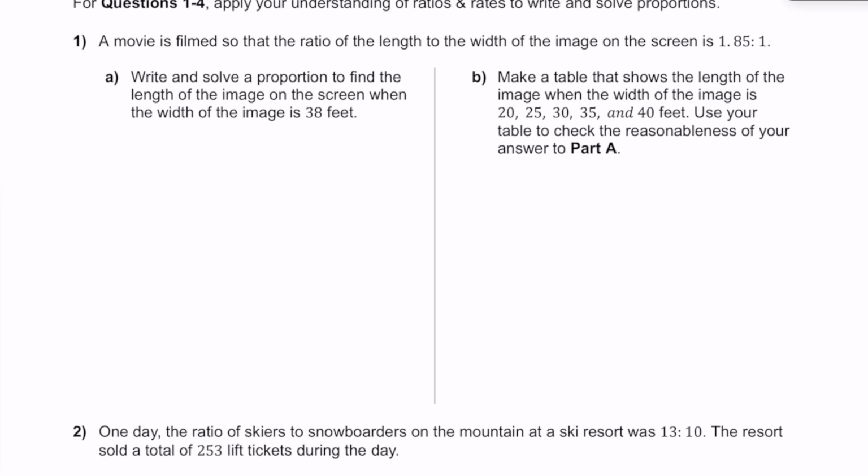In number 1, we see that a movie is filmed so that the ratio of the length to the width of the image on the screen is going to be 1.85 to 1. Make sure we know the length goes first, and width goes second. So if we're going to be writing a ratio of length to width, let's just make sure we label everything really well here. So length is going to go on top of this fraction form, width is going to go on the bottom. So our length is going to go first.